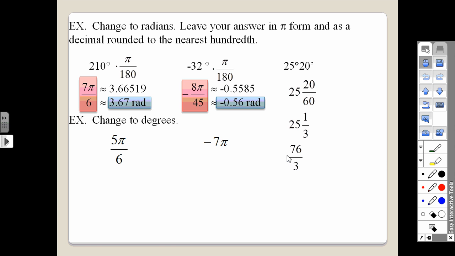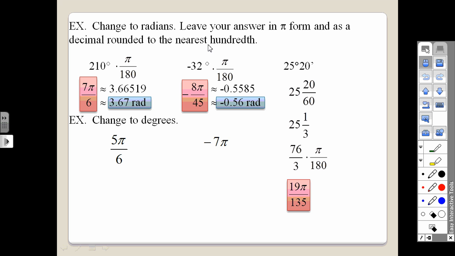And just like we did with all the others, we're going to multiply by a conversion factor, which is pi over 180. And we're going to simplify. So if we simplify that, we get 19 pi over 135. Quite messy, if you ask me. But still, that's what it is in radians.